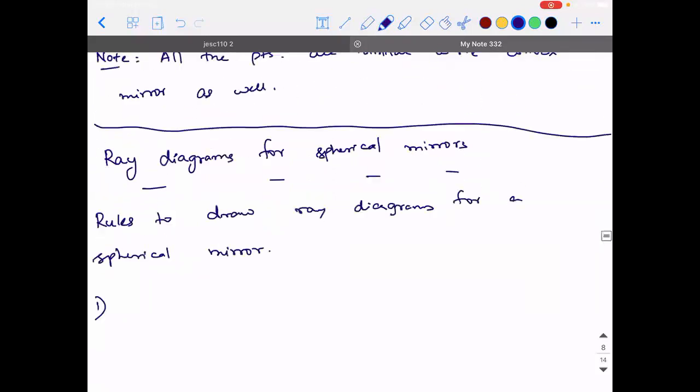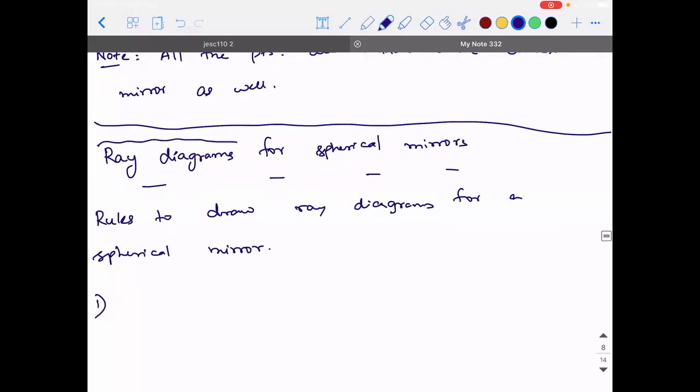So before that, can someone tell me what does a ray diagram mean? What exactly do you mean by ray diagram? Sir, it is a diagram in which the rays are indicated from the object to the mirror, sir. Spherical mirror. Okay. What is the use of drawing these kind of diagrams? Sir, it tells where the image is formed, sir, of the object. Perfect. That is the right answer.